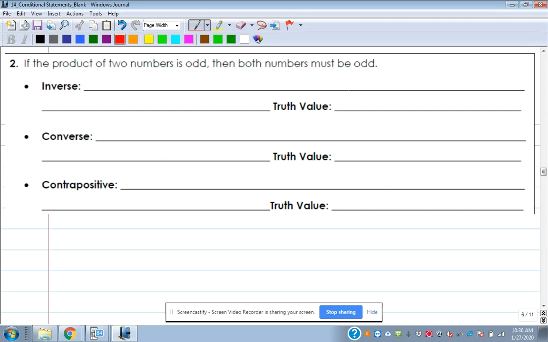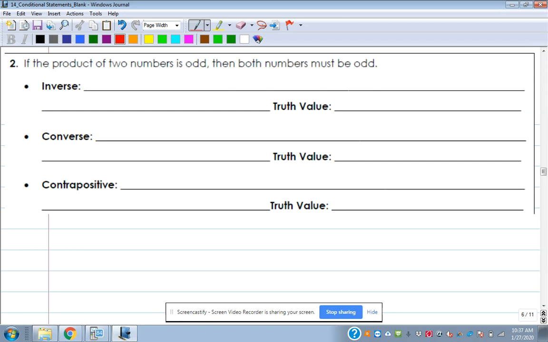What's the truth value of that? If the product of two numbers is even, then the numbers are not both odd. That'd be true. Converse. Just swapping them, not changing it at all. If both numbers are odd, then the product of two numbers is odd. Is that true or false? Carson says true. I agree. Yeah, it's true.